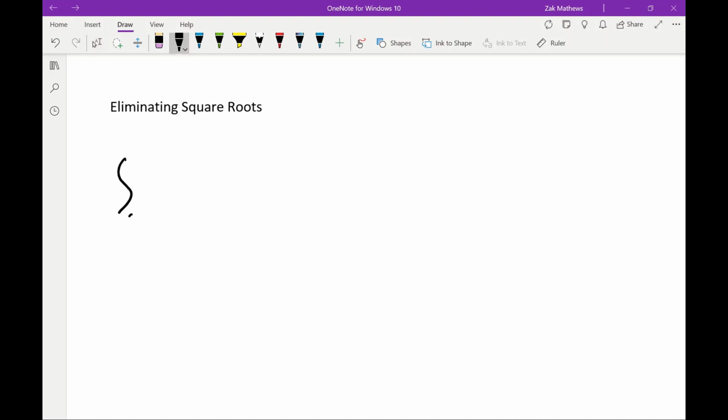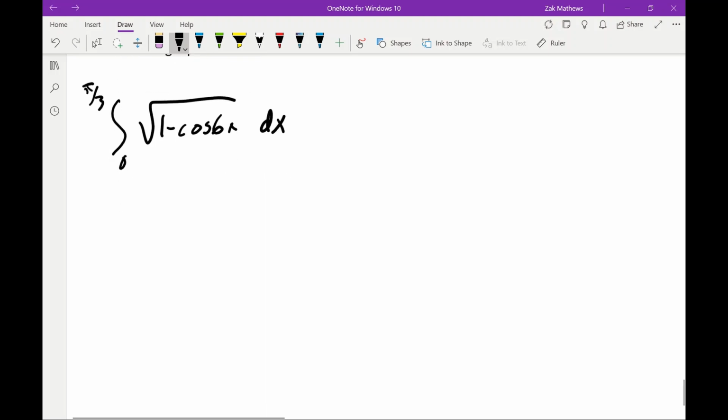So let's integrate from 0 to pi over 3. I'm just giving us a definite integral this time just to vary it a little bit. It doesn't matter if it's definite or indefinite. We can do the same things. But the square root of 1 minus cosine of 6x dx. So if we have a square root with a trig function, that is much easier to handle than without a trig function, actually, because of the things that we used before, those power reducing formulas.